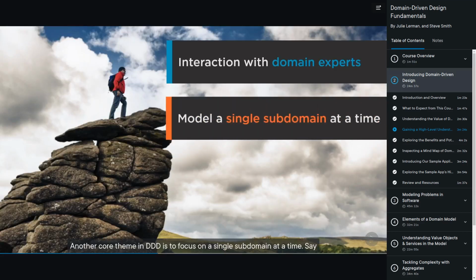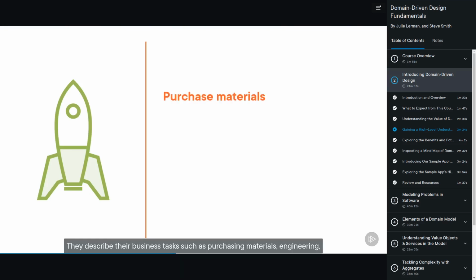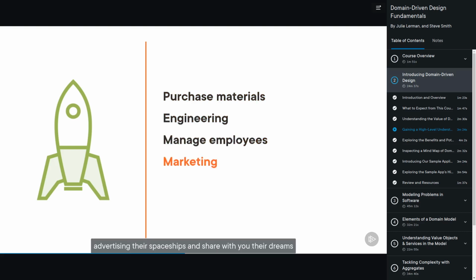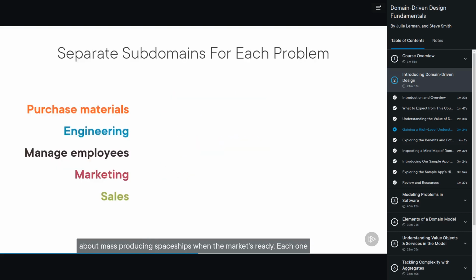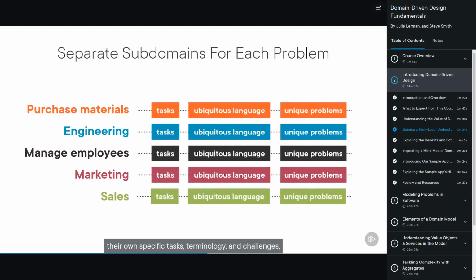Another core theme in DDD is to focus on a single subdomain at a time. Say you're asked to build software for a spaceship manufacturer. They describe their business tasks such as purchasing materials, engineering, managing employees, advertising their spaceships, and share with you their dreams about mass-producing spaceships when the market's ready. Each one of these tasks is, in itself, a complex subdomain filled with its own specific tasks, terminology, and challenges, and those subdomains may have only minimal interaction between them.